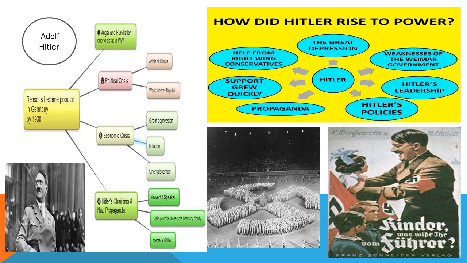So we could see that all these helped Hitler to come to power. The Great Depression, the weakness of the Weimar government, Hitler's leadership, his policy, and his propaganda style, and then support grew quickly for Hitler. Help from the right-wing conservatives also added to his rise to power.